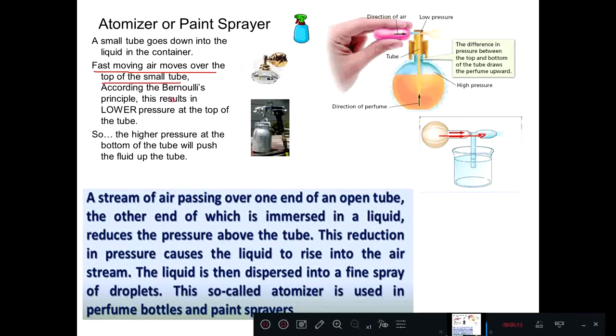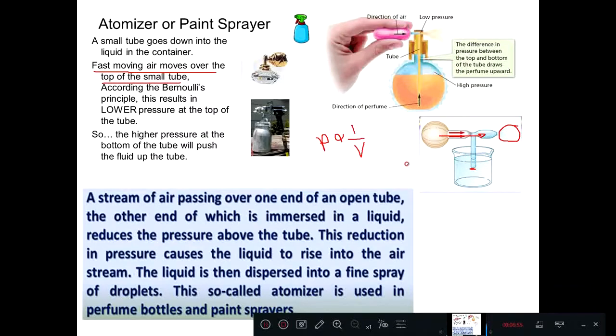So according to Bernoulli's principle, what will happen? This results in a lower pressure at the top of the tube, because it has a very high velocity. Wherever the velocity is high, the pressure is low. That is the principle of Bernoulli. Since in this vicinity there are high speed air molecules, the pressure is low. The higher pressure at the bottom of the tube will push the liquid up the tube. Hence you will be getting a fine spray at the top.